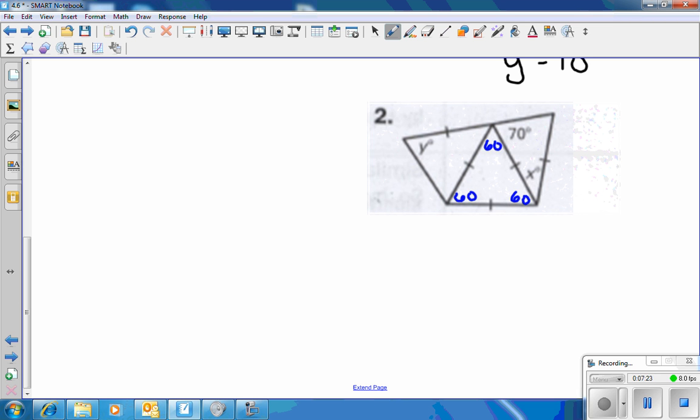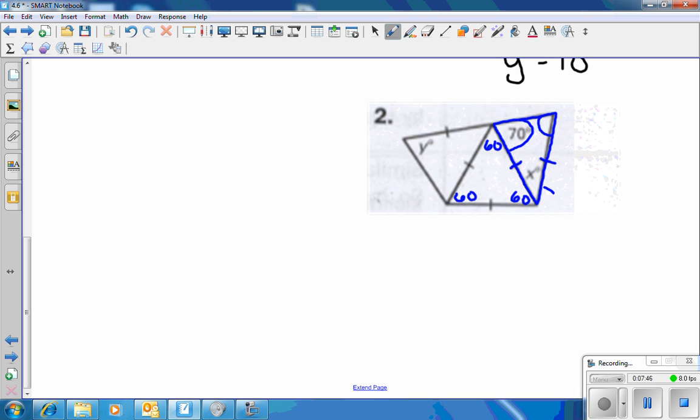What do we know about isosceles triangles? Isosceles triangles, what do we know? The angles, all of them, any triangle, all the angles add up to equal 180. What else do I know specifically? The base angles are what? The base angles are congruent. So this angle and this angle are both 70.